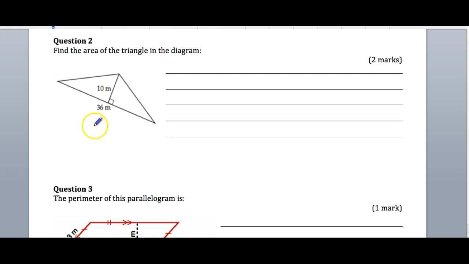All right, the next shape is a triangle. Now, if you're having a bit of trouble, always start by identifying what your height is.